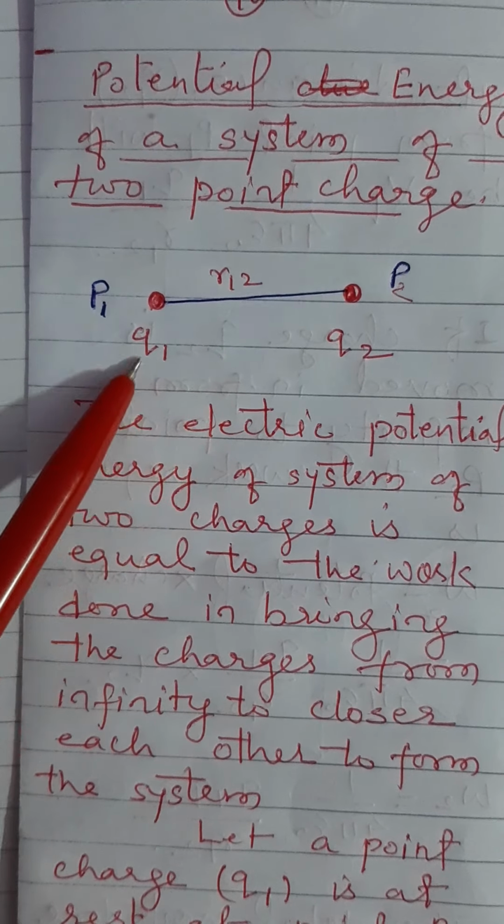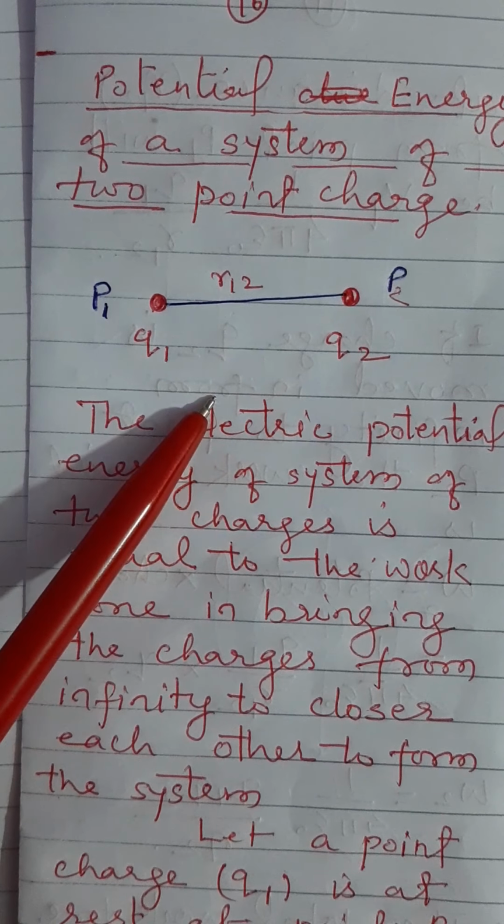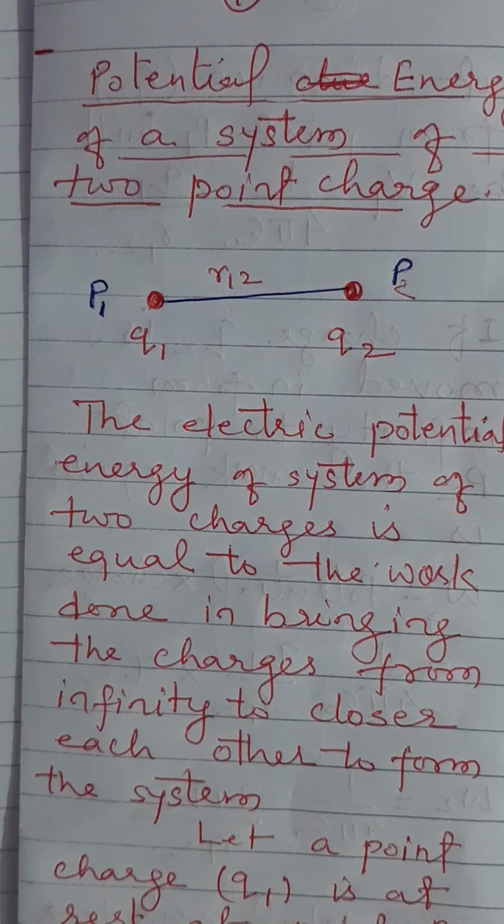Before charge Q1 there is no charge. That's why when you bring point charge Q1 to that place, there is no work required to bring the first charge, because there is no field yet. So the work done for Q1, which is given by W1, is equal to 0.